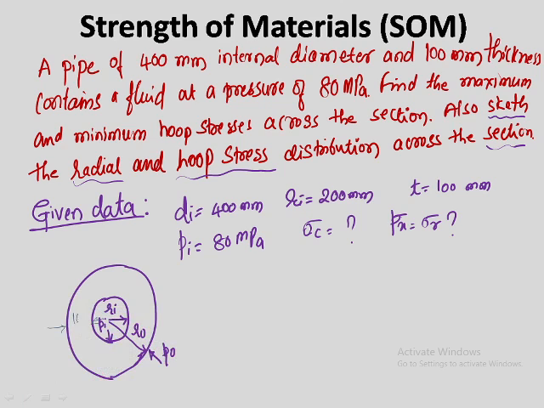Now thickness is 100 mm here. So Ri is 200 mm. So now what is the value of R naught here?